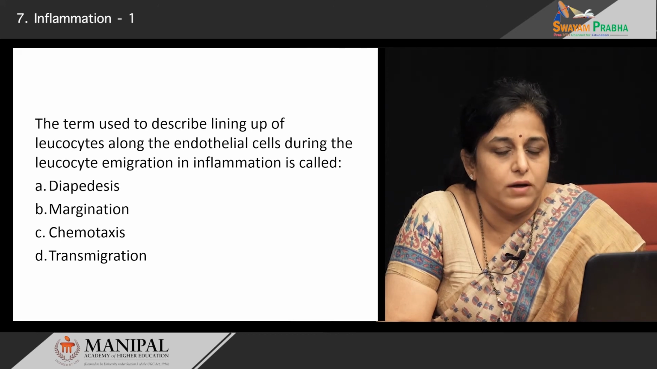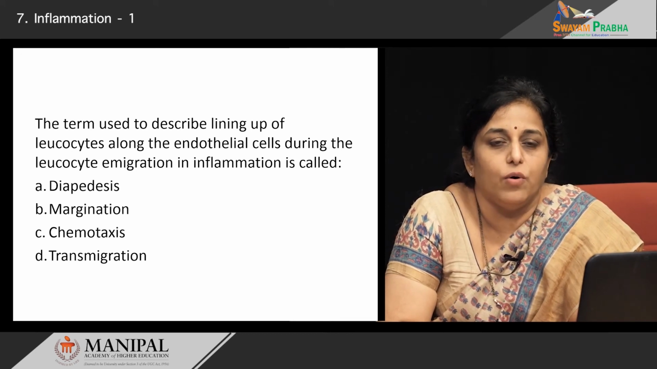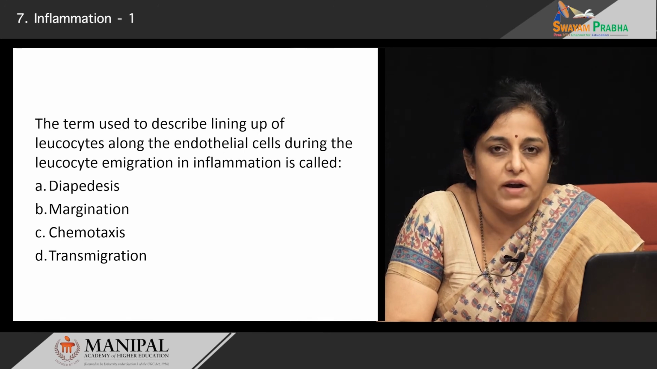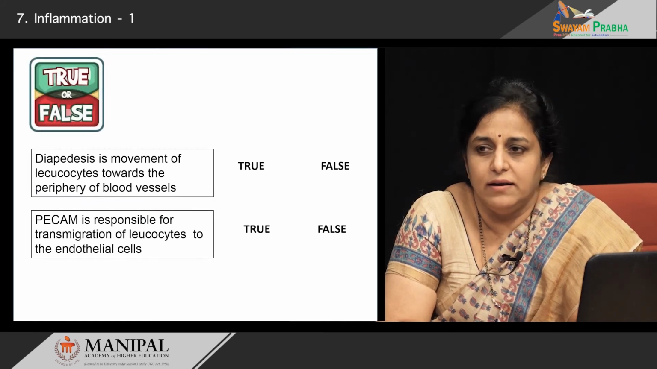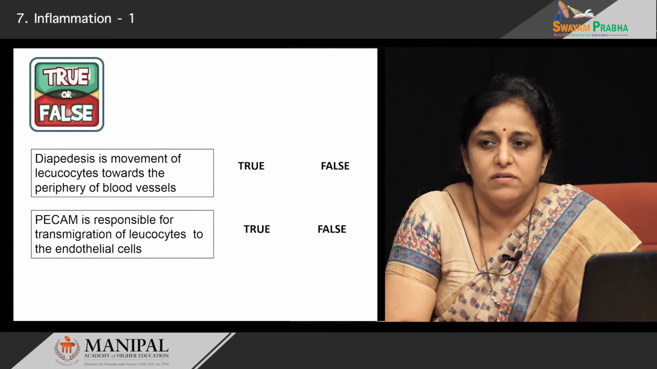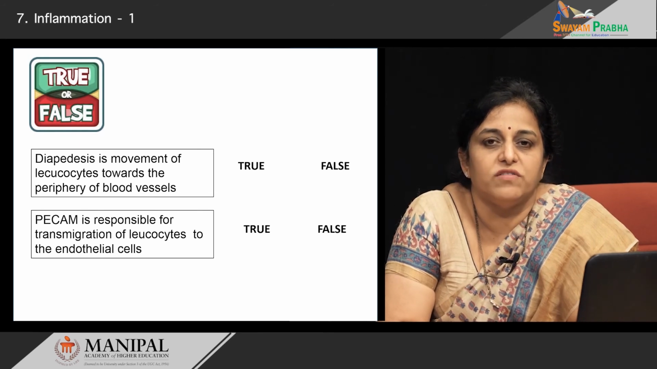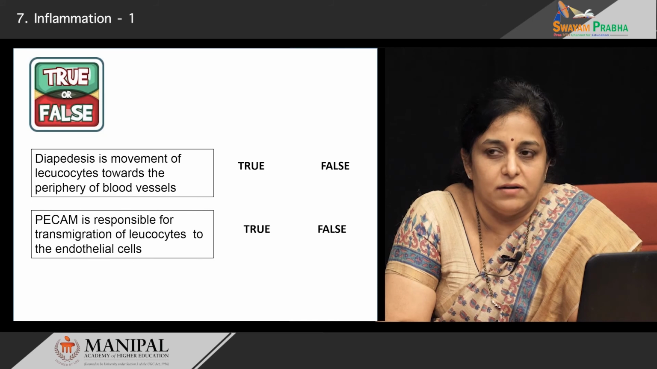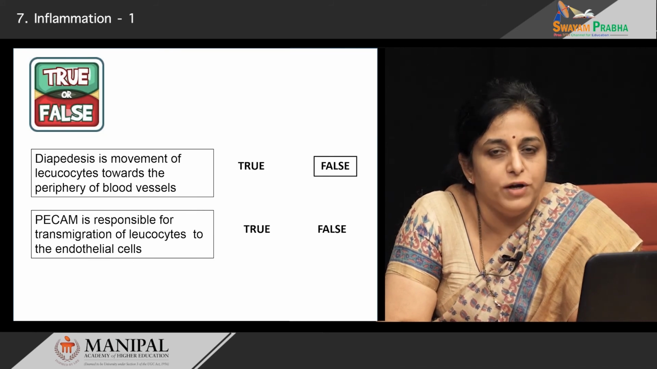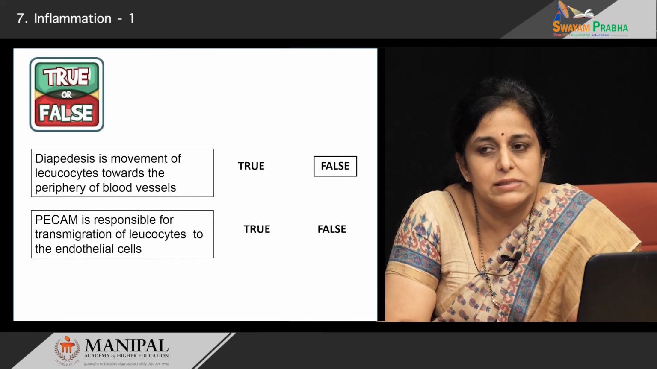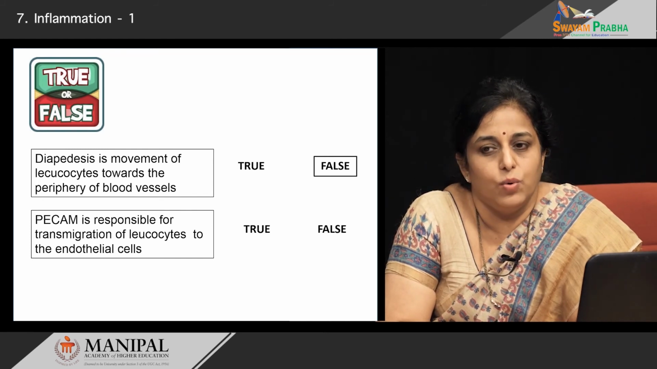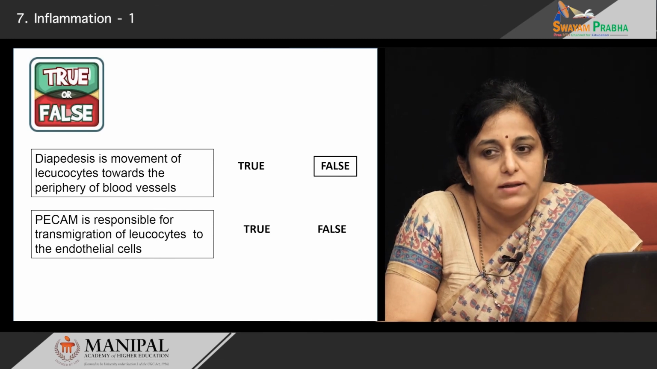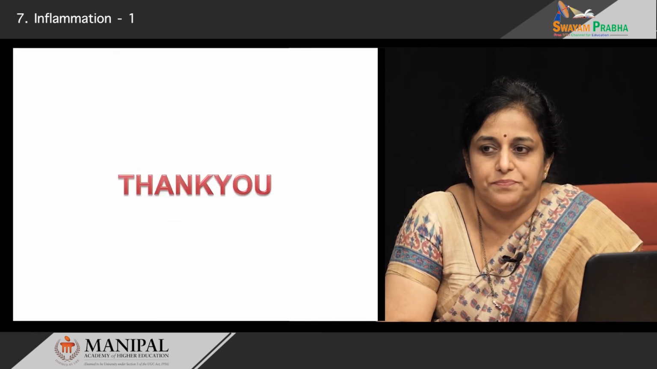What is the term that is used to describe lining of leukocytes along endothelial cells during the process of leukocyte emigration? It is margination. So, lastly, let us see which one of these is true and which is false. Diapedesis is movement of leukocytes towards the periphery of blood vessels. That is wrong, because diapedesis is movement of leukocytes across the endothelial cells, leaving the blood vessels to the tissues. PECAM is responsible for transmigration of leukocytes across endothelial cells, which is true. We learned that PECAM or CD31 helps in transmigration. Thank you.